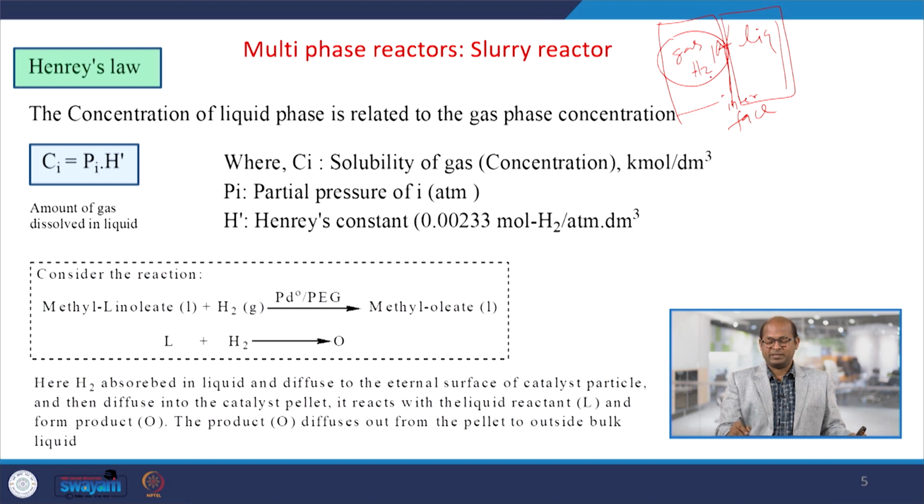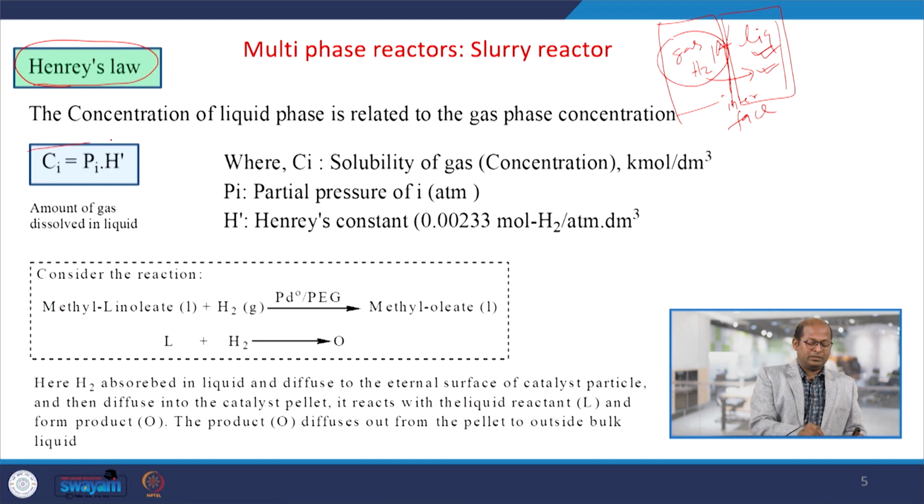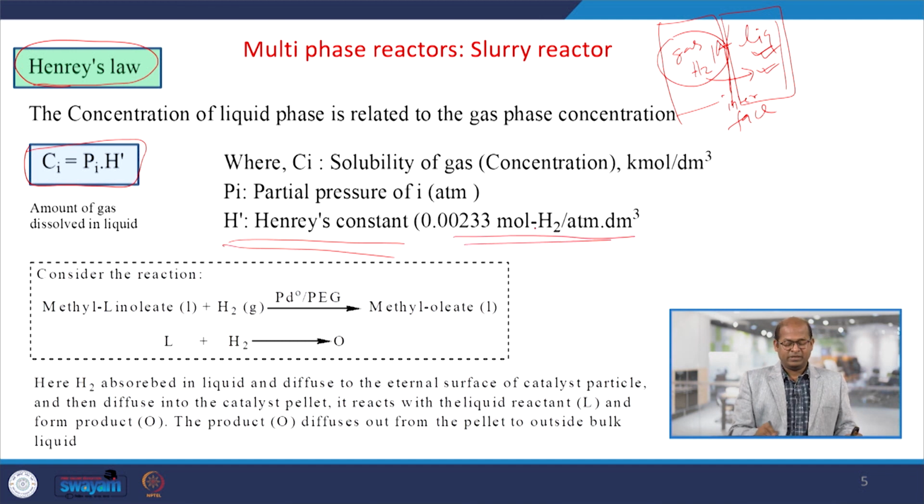So, mass transfer takes place from the gas to the liquid surface. To find how many moles, or what concentration, of the component is in the liquid, we have to use Henry's law. Henry's law is C_i equals P_i times H prime. Here H prime is the Henry's constant, which for hydrogen has this value, and P_i is the partial pressure of component A.